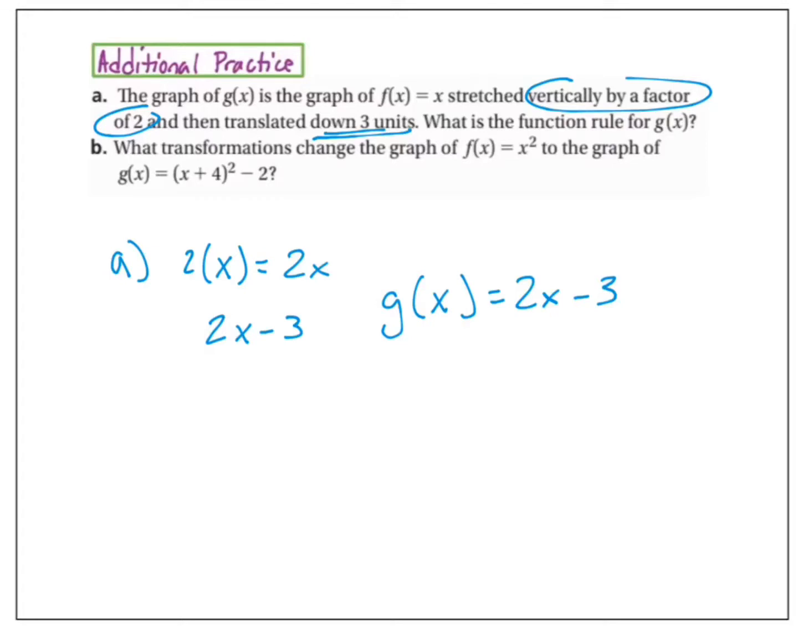And then for B, we want to know how we go from f of x equals x squared to (x plus 4) squared minus 2, or what changes do we see here? So we've got (x plus 4) squared minus 2. Maybe I want to write the g of x in front of it.